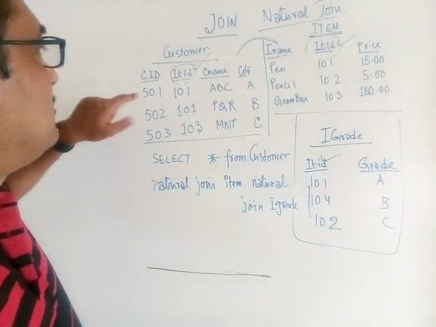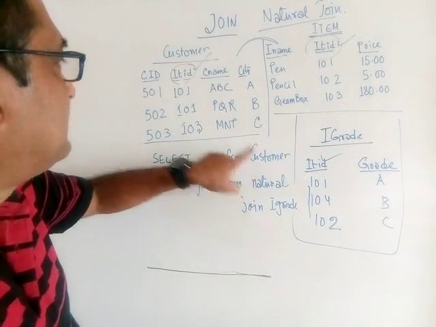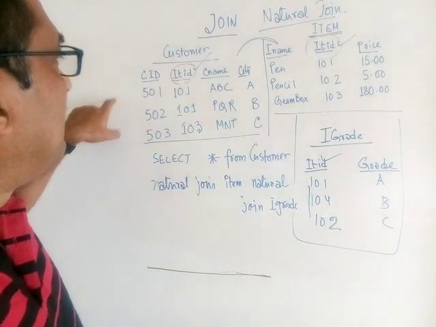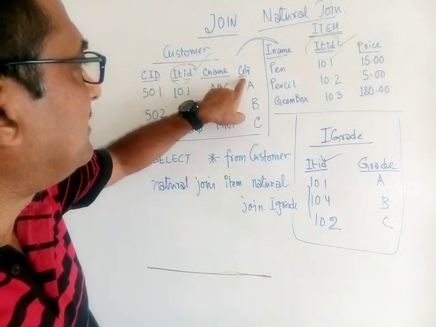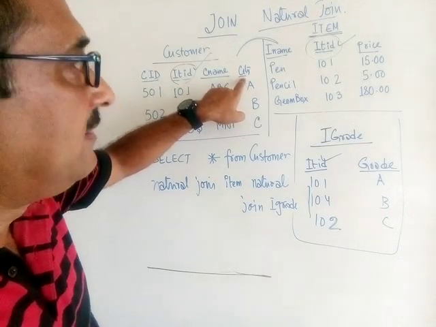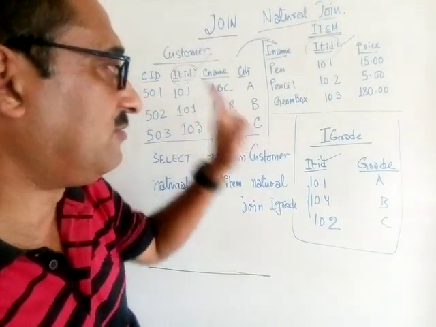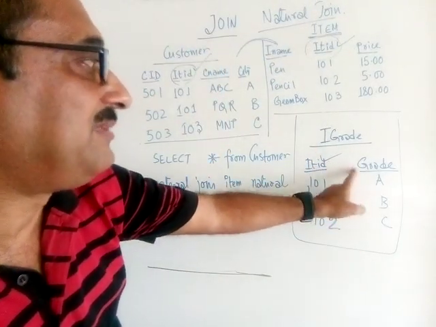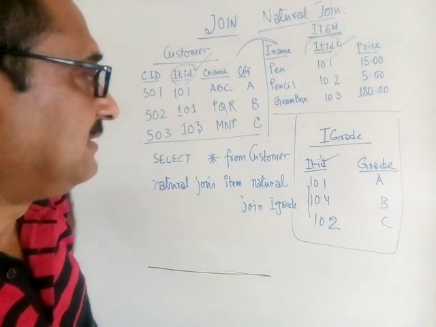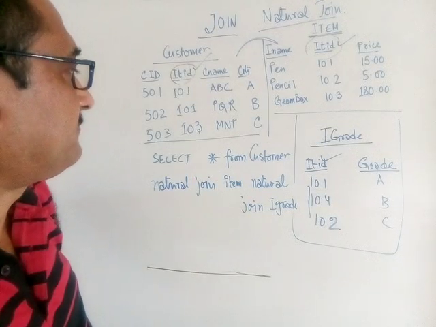Fine. So in this case also, obviously I wrote customer first, so it will be displayed first. All the columns from the customer table will be displayed, followed by the columns in the item table, and that will be followed by only one column here in the I grade table. That is what is going to happen.